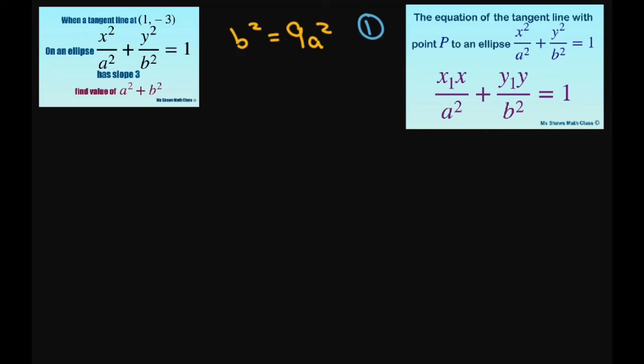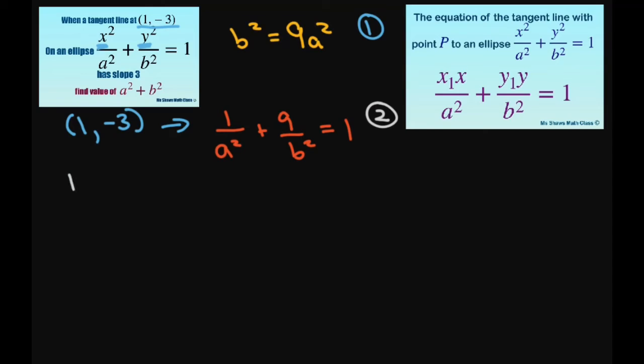Alright, since this point (1, -3) is on our ellipse, what we're going to do is substitute in our x and y into the x and y here and get a different equation. So that's going to give me 1 divided by a squared plus 9 divided by b squared equals 1. I'm going to call this equation 2. Now I'm going to substitute 1 into 2.